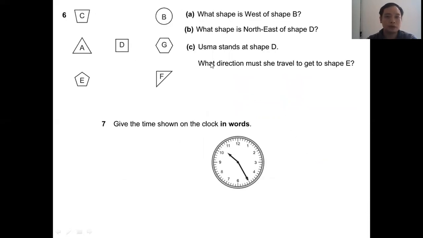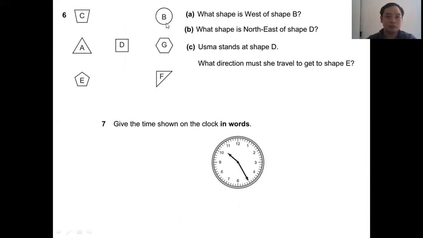Question 6. So this is the diagram. A. What shape is west of shape B? B. What shape is northeast of shape D? C. Usma stands at shape D. What direction must she travel to get to shape E?